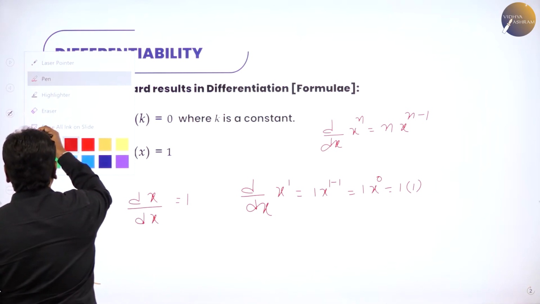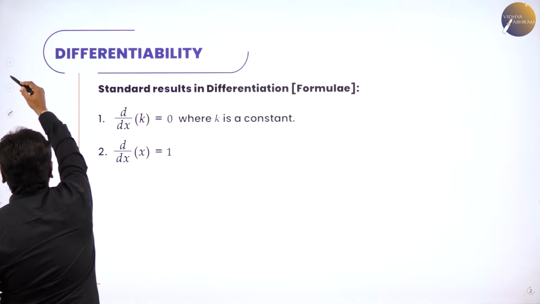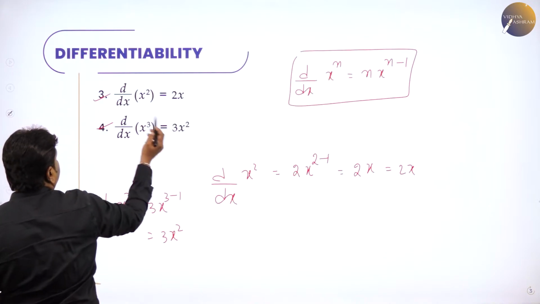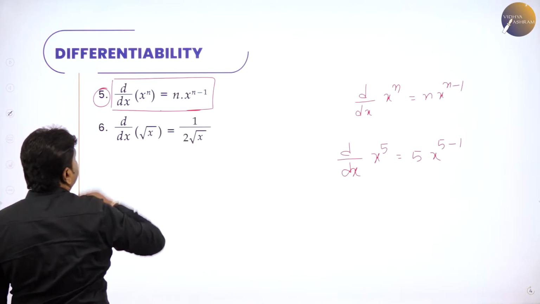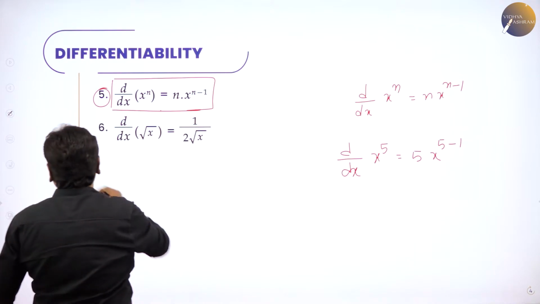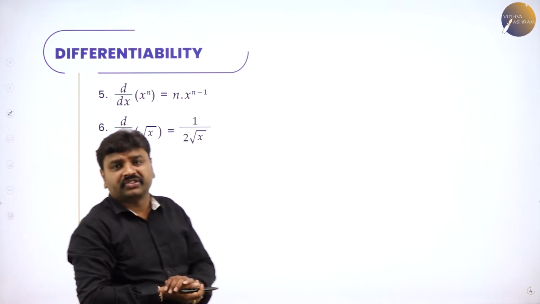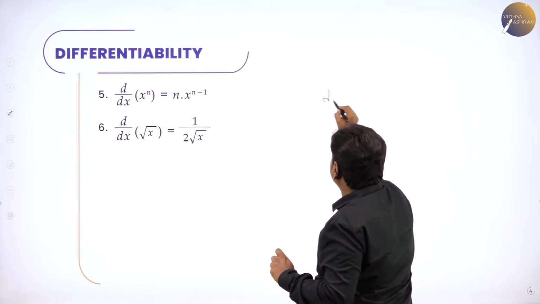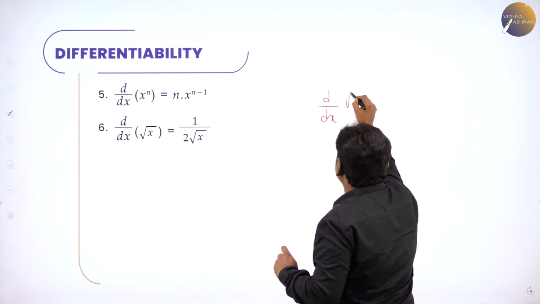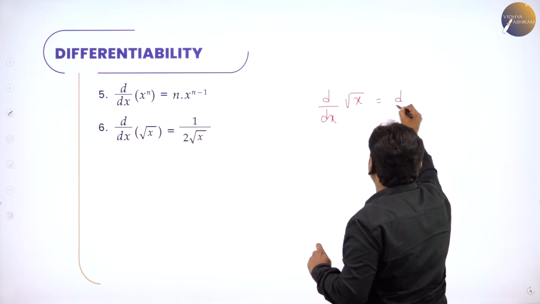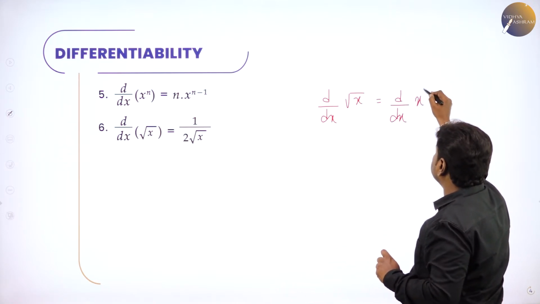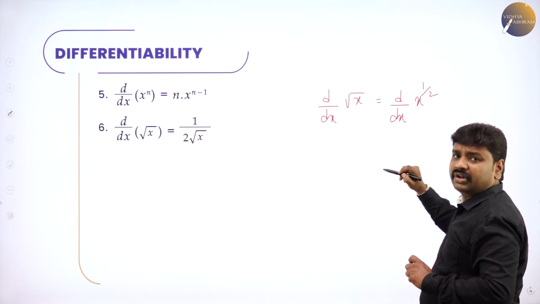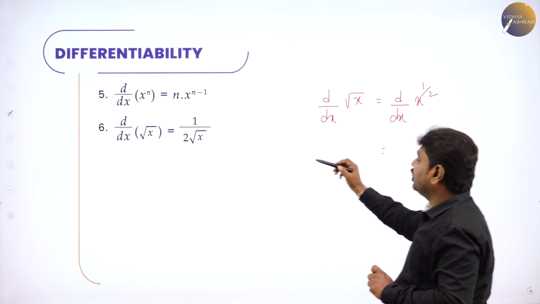Now, I told you the basic formula for us is this one. From this formula you can derive all other formulae. d by dx of root x. If you know, root means what? Power half. So d by dx of root x, can I write it as d by dx of x power half? Instead of root x, can I write it as x power half? And it is in the form x power n. I can use this formula.